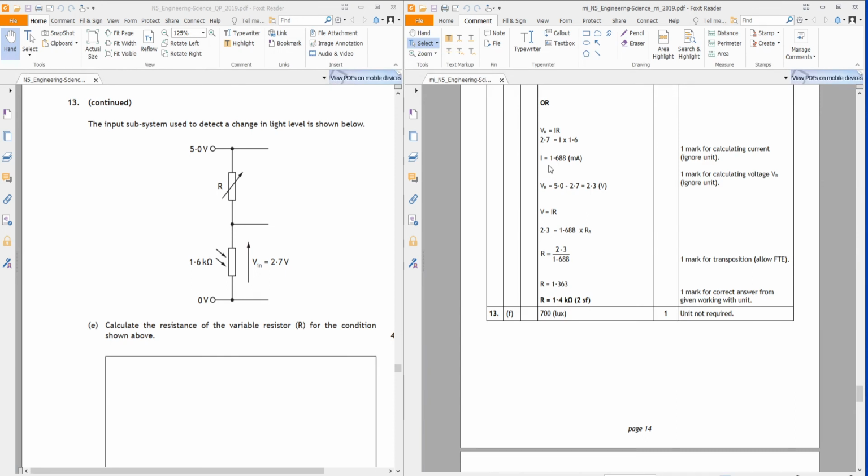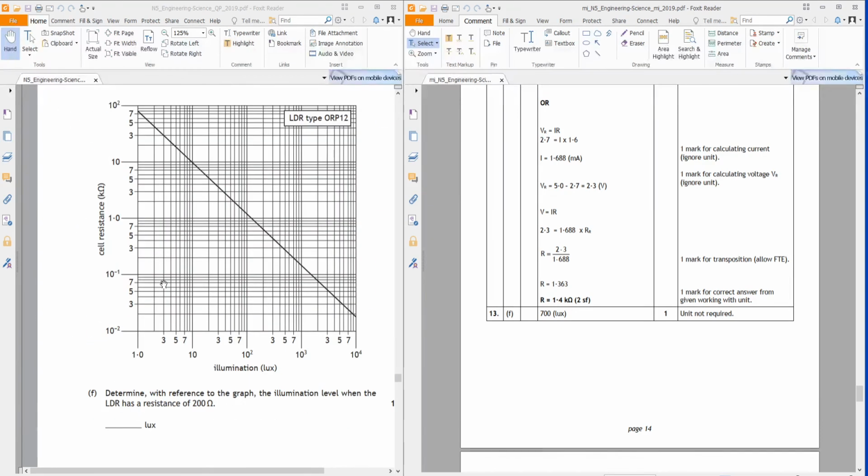This is it here. They haven't written it as I equals V over R, but that's it there. That's the current. So we now know the current. Then that's 2.3. R equals V, 2.3 over I. There we go, 1.4K. Right. So the LDR has a resistance of 200 ohms.